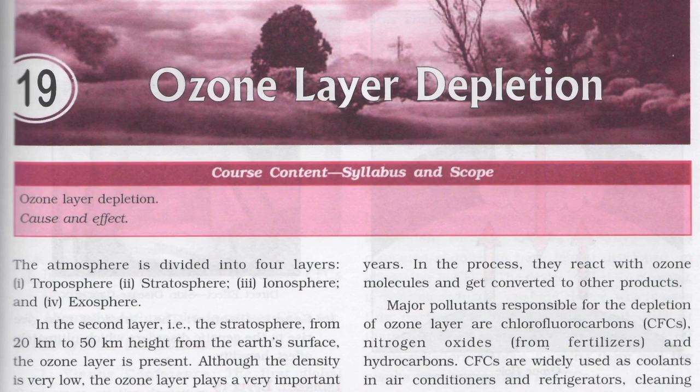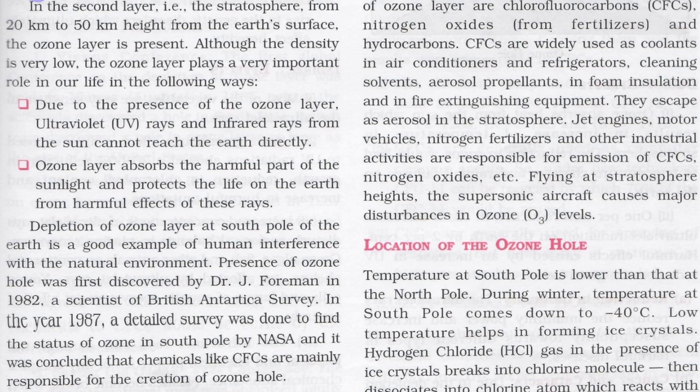In this session, we are discussing ozone layer depletion. The atmosphere is divided into 4 layers: troposphere, stratosphere, ionosphere and exosphere. In the second layer of the atmosphere, that is stratosphere, from 20 km to 50 km height from the Earth's surface, the ozone layer is present.